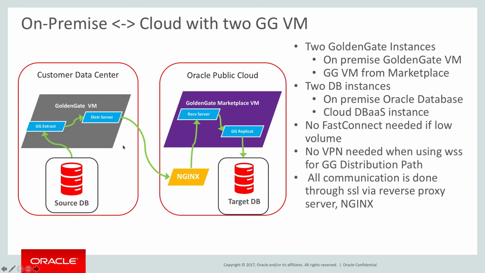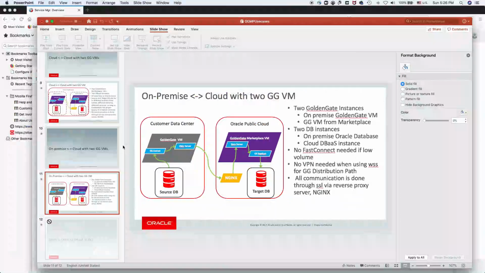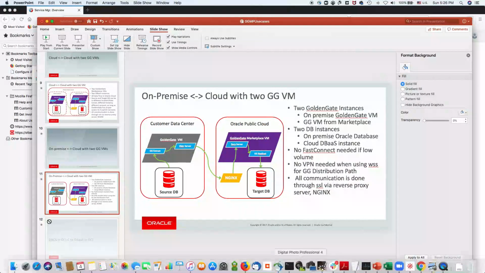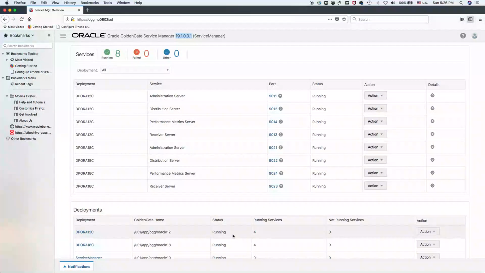Okay, so here is the microservice architecture we have. Let me just show you in the Firefox. I'm logging in to the GoldenGate running in OCI. This is from the marketplace. You can see I have two deployments here, and this is the host name I'm using to log in.